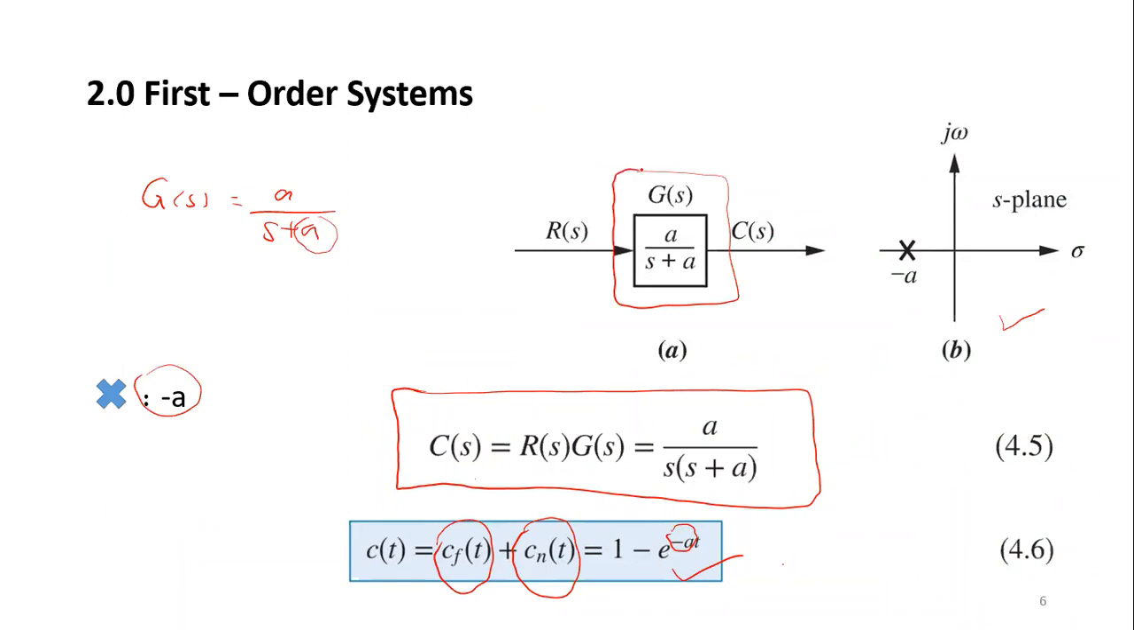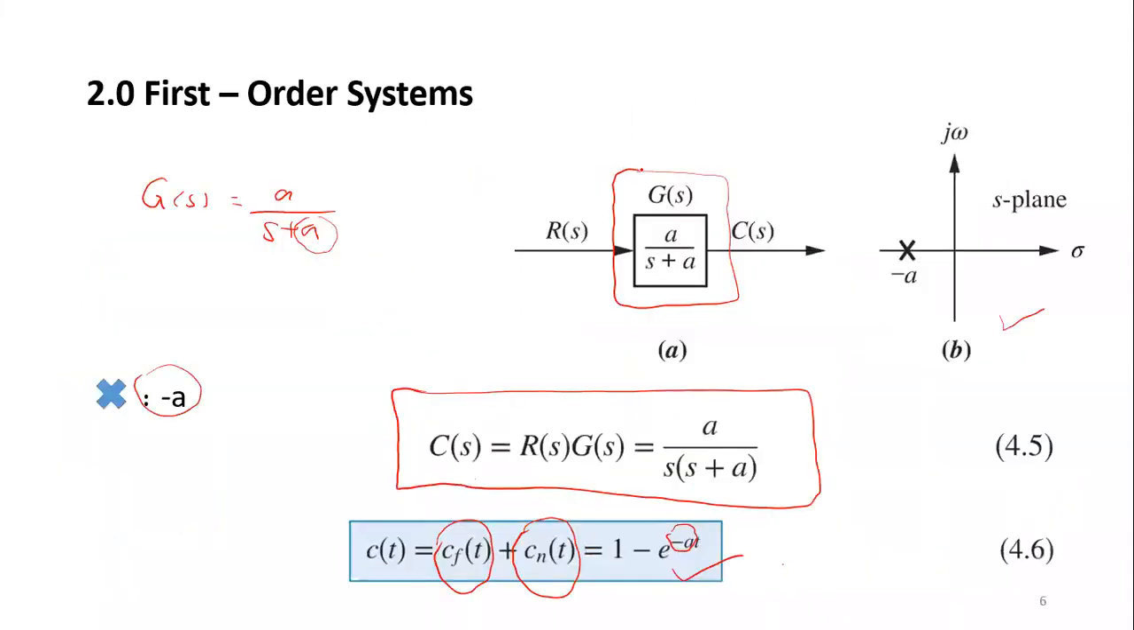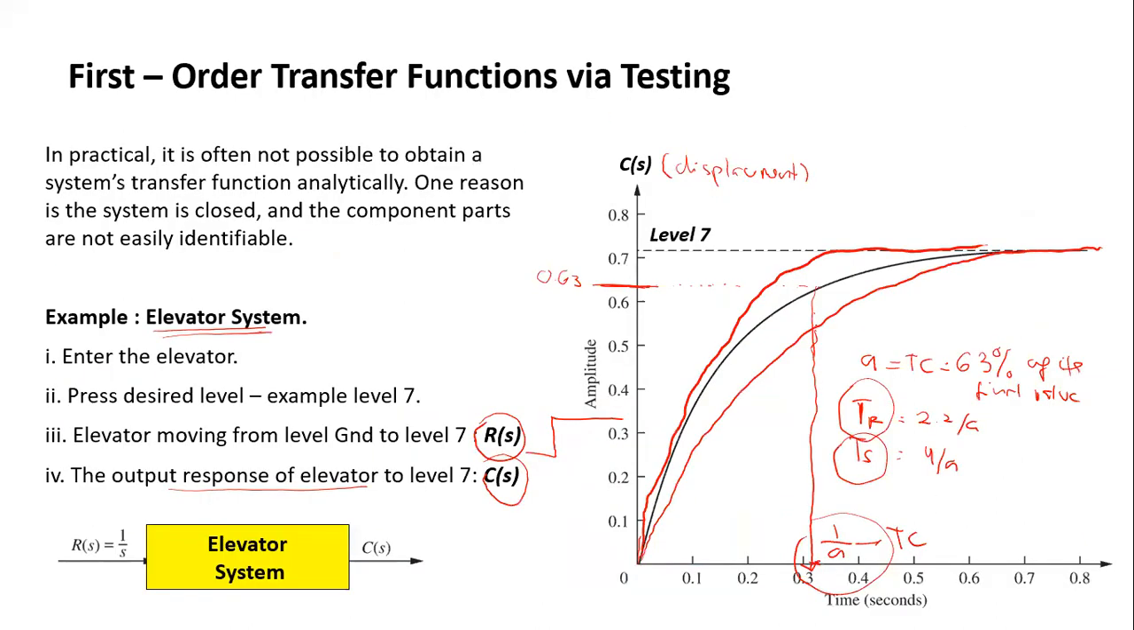So from TR and TS, we are actually able to build the transfer function. I'm going to move back and forth. Sorry about that. So you know that the time constant is A. From here, we are able to find the transfer function as A over S plus A. Okay, so let's look at an example.